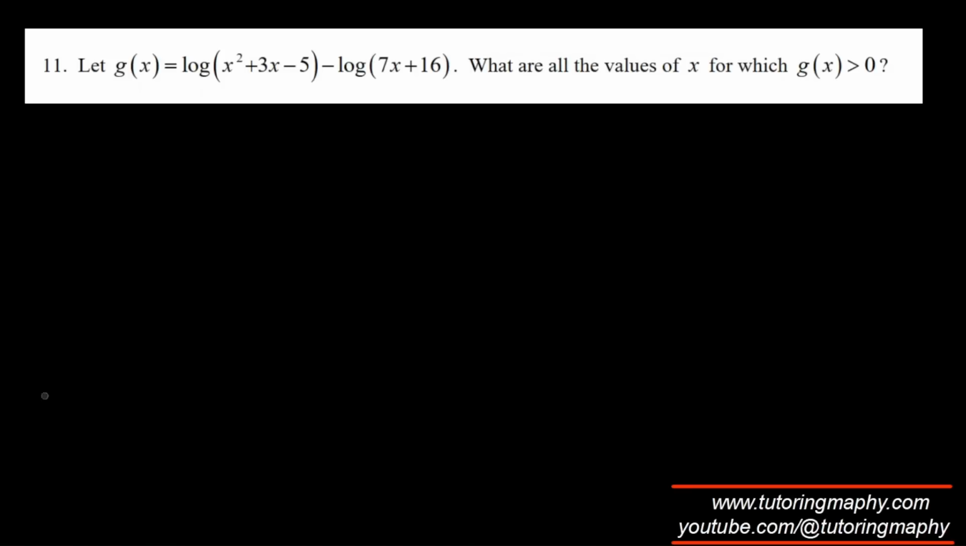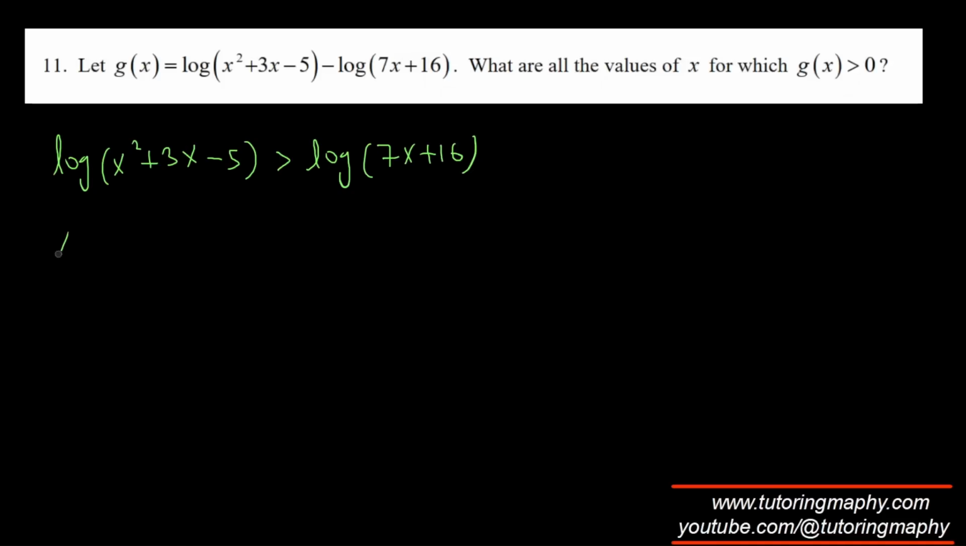Right, let's try this one. So I want log of (3x squared plus 3x minus 5) minus log of (7x plus 16), g(x), to be greater than 0. It means that this should be greater than log of (7x plus 16), right? You understand the math? I just moved this minus log to the other side.